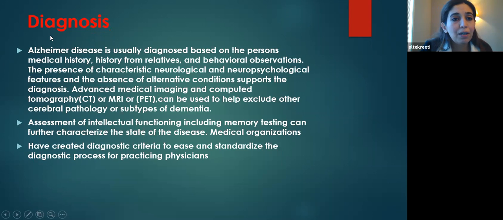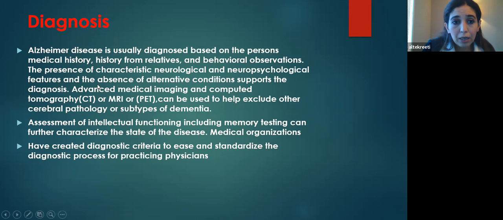And after the patient suffers from all these symptoms, we have many methods to diagnose Alzheimer's. So first of all, the diagnosis depends mainly on the medical history. We ask for the history from the relatives, and we need to ask the patient's relatives about behavioral observation. The patient with Alzheimer's usually denies any memory problem or behavioral problem. So the main point is we need to ask the relatives if there is any change in the patient's behavior.